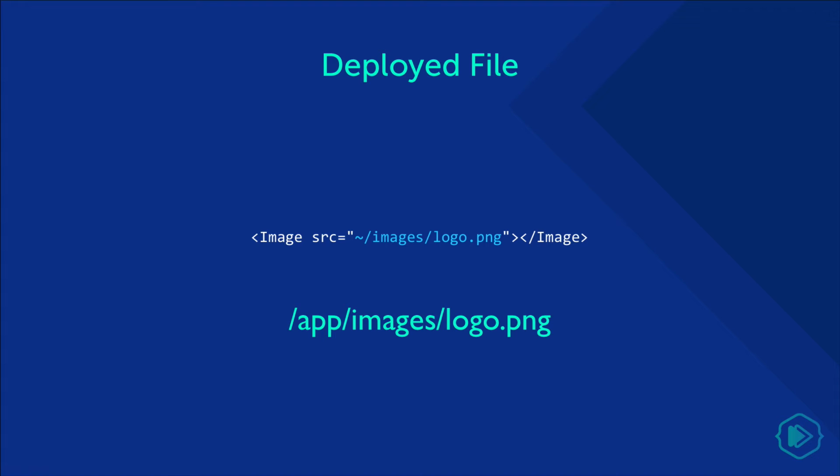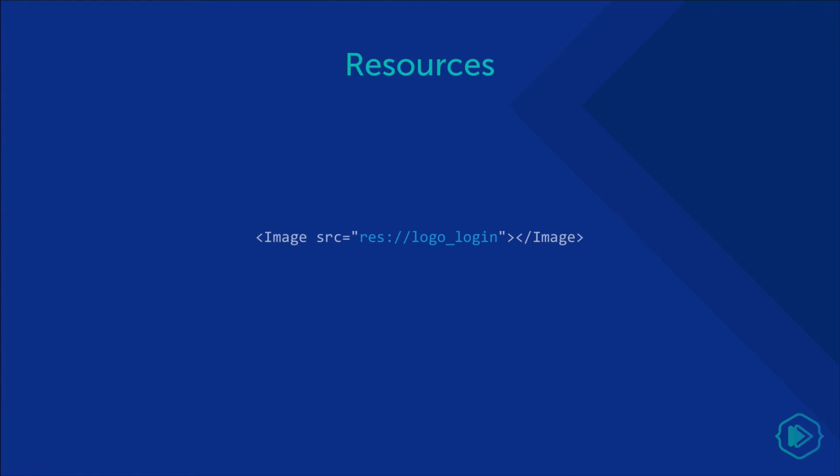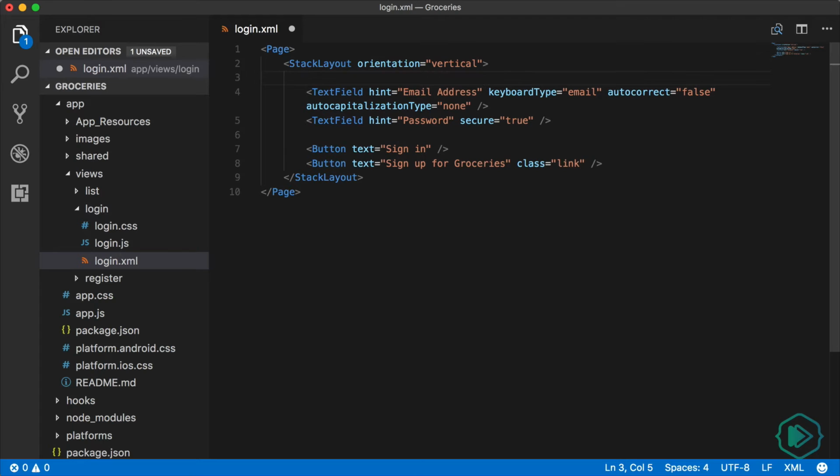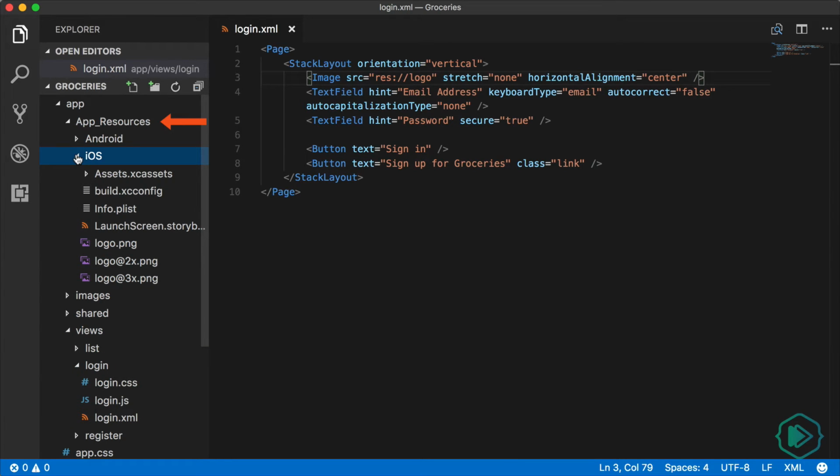The third way, and the one Groceries uses, is to use platform-specific image resources. Let's add an image to the login screen and then discuss exactly what's happening. If you don't already have it, open up the login.xml file and add the image as the first child of the existing stack layout tag, like so. The res:// syntax tells NativeScript to use a platform-specific resource, in this case an image. Platform-specific resources go in your app's app resources folder. If you look there right now, you'll find a few different image files, several of which are named logo.png.